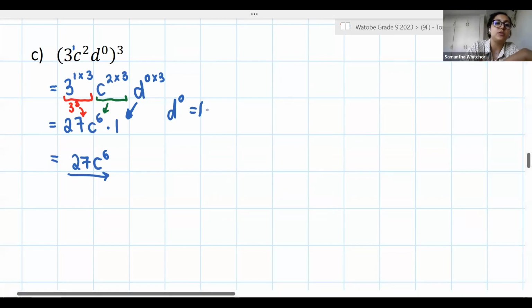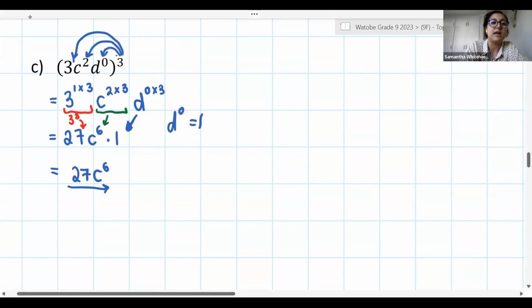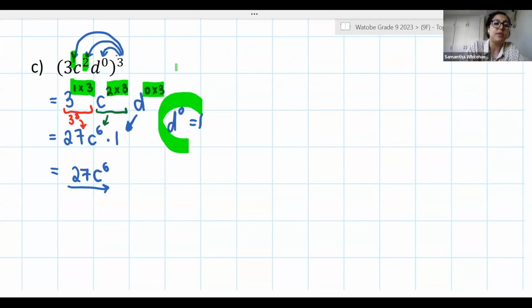So what we do is we use the distributive law of exponents to multiply our outside exponent to all of the exponents inside my bracket. And what that means is that I then have exponents of 1 times 3. So remember, there's a 1 attached to the 3. 2 times 3 for the C, and 0 times 3 for the D. Now, anything to the power of 0 is 1. So that whole value for D to the power 0 is actually just 1.